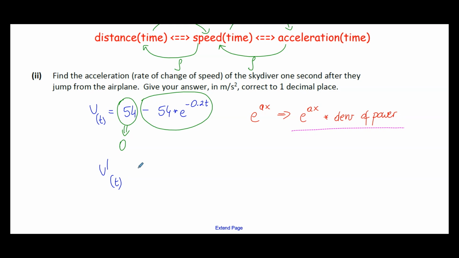54, that crosses over, isn't it? So minus 54 will cross over, then multiply by the function that is given to us, and then multiply by the derivative of power. Derivative of power, that is a linear situation, so it will be minus 0.2, isn't it? Now, we don't have to just find the rate, we don't have to find the derivative, but actually a value of it when x is what? 1 second after they jump from the airplane.